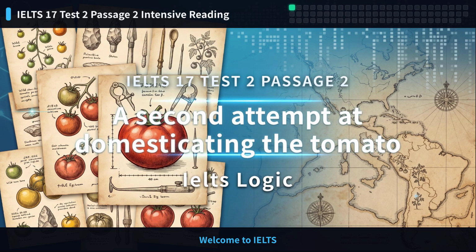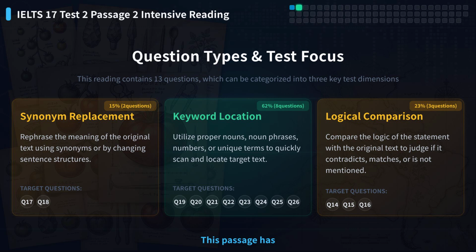Welcome to IELTS 17 Test 2 Passage 2, a second attempt at domesticating the tomato. This passage has 13 questions, including information location, researcher matching, and sentence completion. All questions belong to the keyword location type.